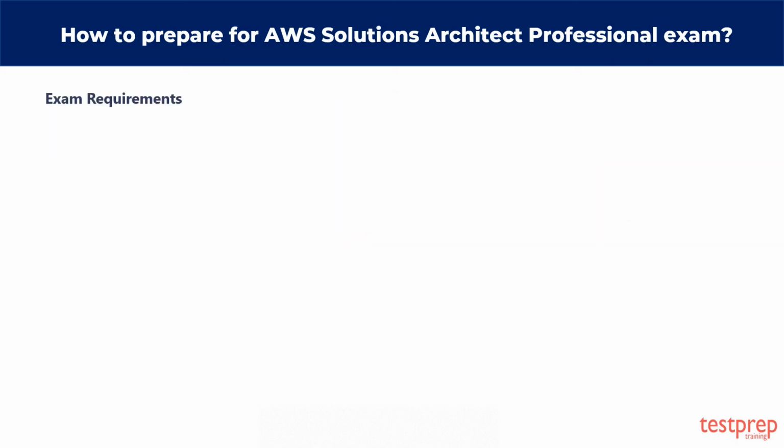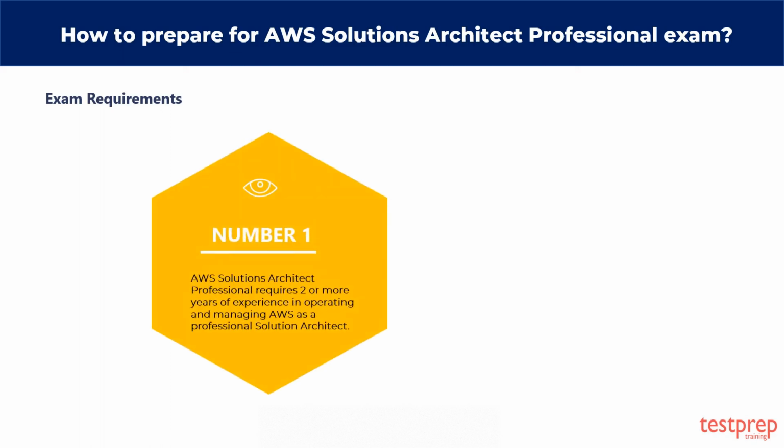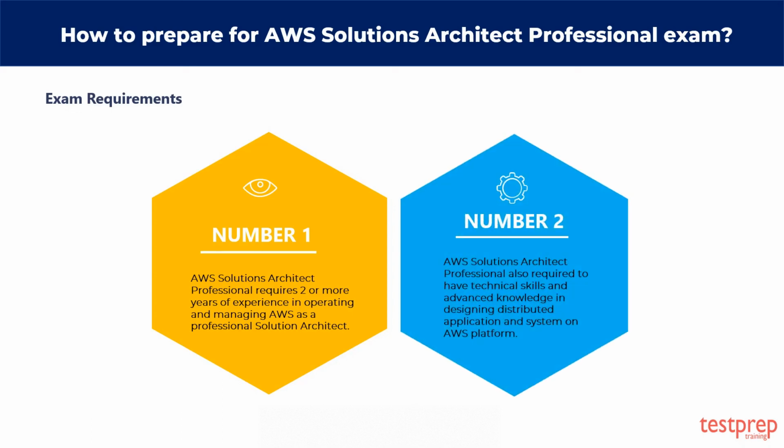Prerequisites for the exam. For the AWS Solutions Architect Professional Exam, first, AWS Solutions Architect Professional requires 2 or more years of experience in operating and managing AWS as a professional solution architect. Second, AWS Solutions Architect Professional also requires technical skills and advanced knowledge in designing distributed applications and systems on the AWS platform.